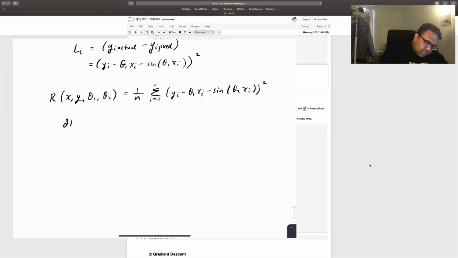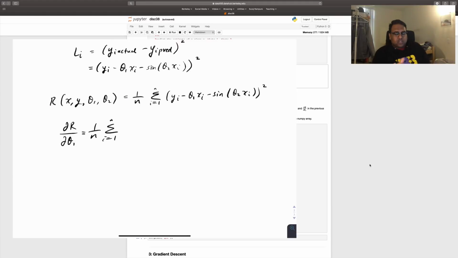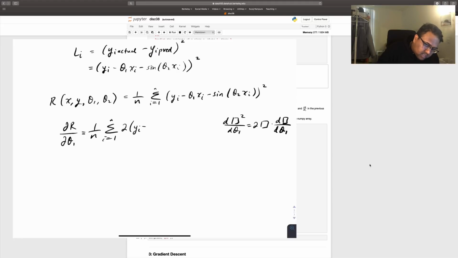So first we'll find the partial derivative with respect to theta 1. As we've seen before, this will still be a sum over n points. And again, the derivative of box squared with respect to something else is 2 times box times the derivative of box with respect to theta 1, using our chain rule. So we can have 2 times y_i minus theta 1 x_i minus sine of theta 2 x_i.